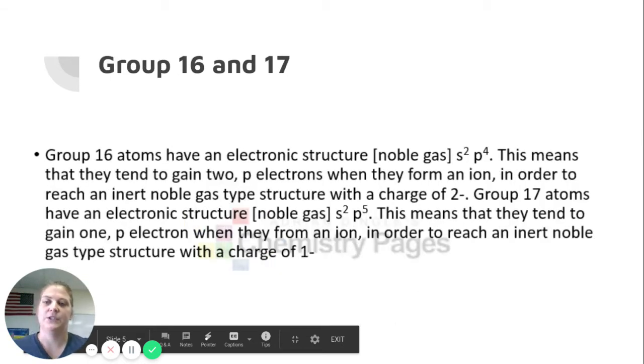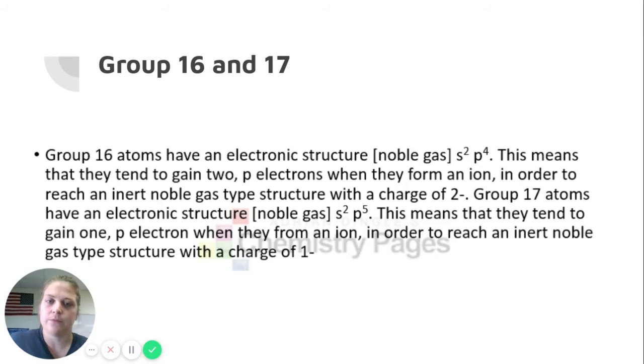Group 16 and 17. So group 16 is your oxygen group. It is going to have an electron configuration that ends in s2p4 for its valence electrons. That's pretty full. So instead of losing all 6 of those electrons, it's much easier for it to gain 2 electrons in order to have a full outer shell. So if it gains 2 electrons, it's going to form a -2 charge, just like our oxygen does, just like our sulfur does, and so on.